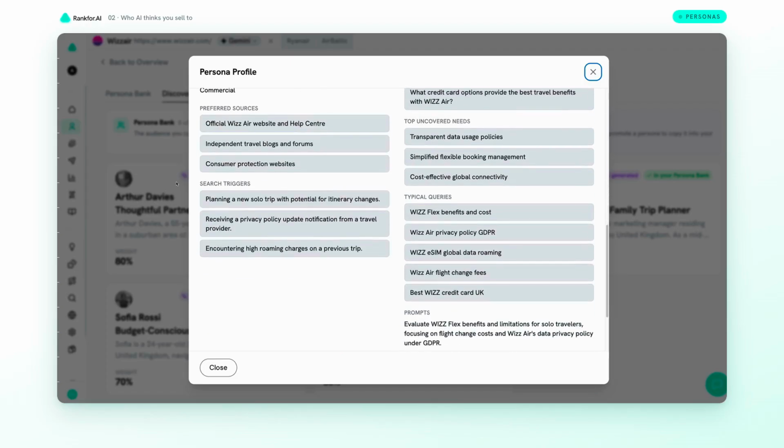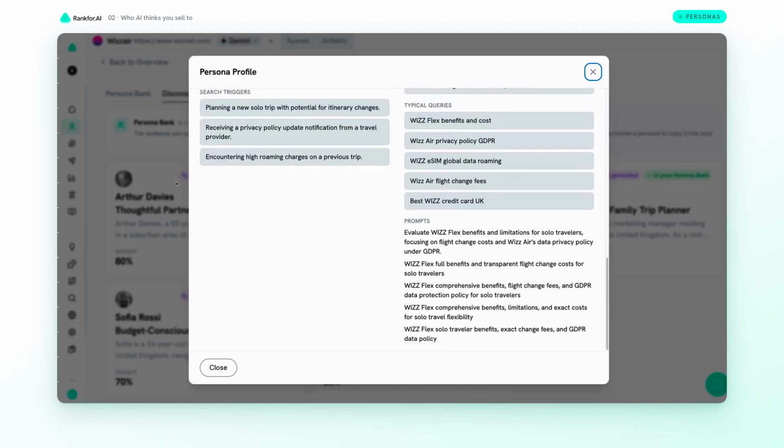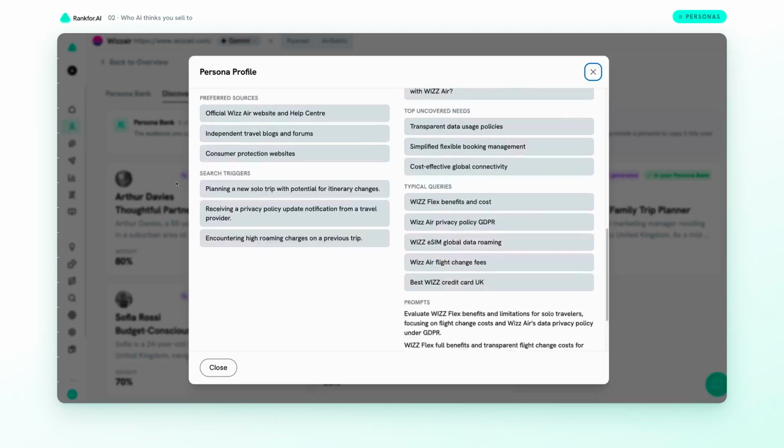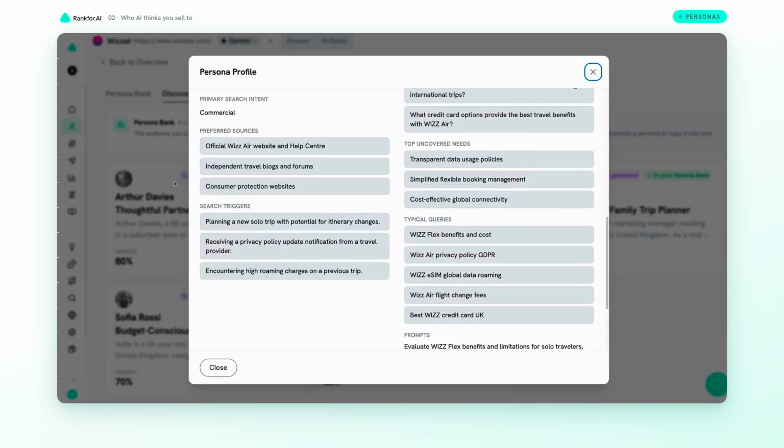Scroll far enough and you reach the part your brief actually needs. What triggers the search, which sources they trust, and the sentences they type into the assistant. There is no edit button on this screen. This set belongs to the model, and it changes when your site changes.